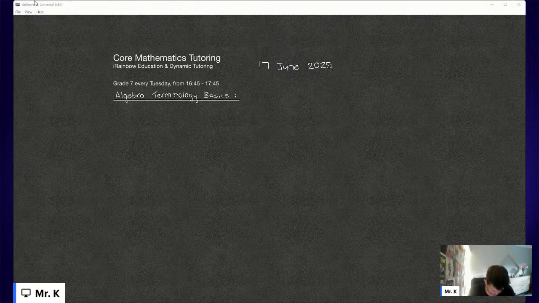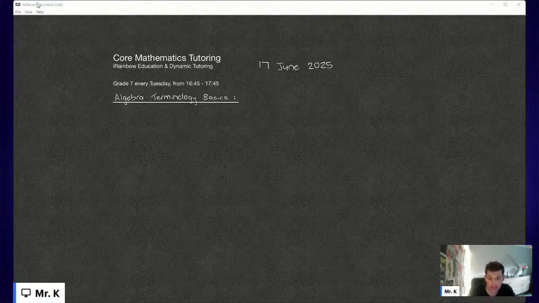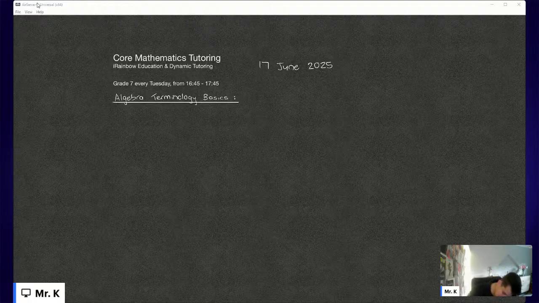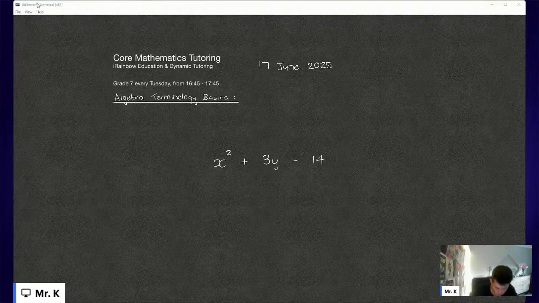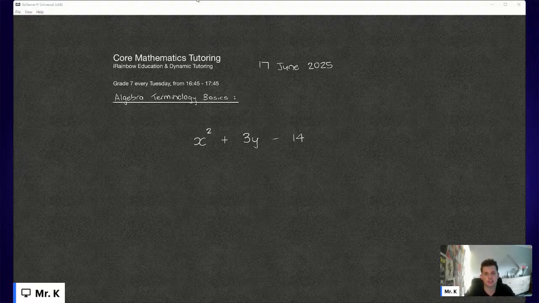Right, so let me give you guys something that looks really complicated. Okay, let's say I have x squared plus 3y plus 40 or minus 14. Okay, this looks super complicated, and we're not going to worry about finding the value of X and Y just yet. You guys are going to learn a lot about this next year in grade 8.